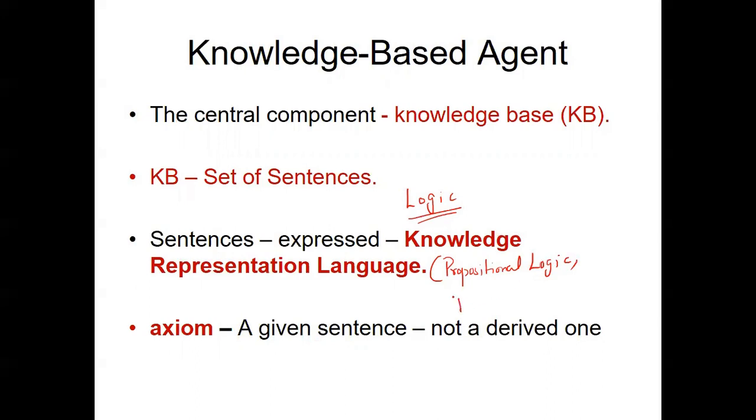Another form of logic is predicate logic. Predicate logic is also called first order logic. Similarly, different types of logics are available. There is something called probabilistic logic. These are a little advanced, so they also include some kind of probability. And we have fuzzy logic. All these are nothing but different knowledge representation languages.